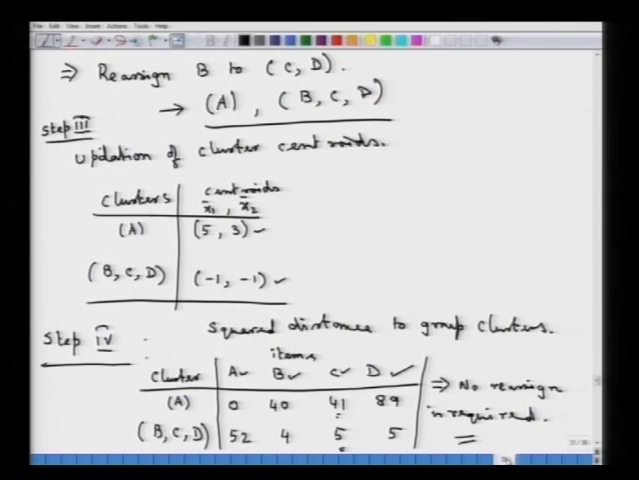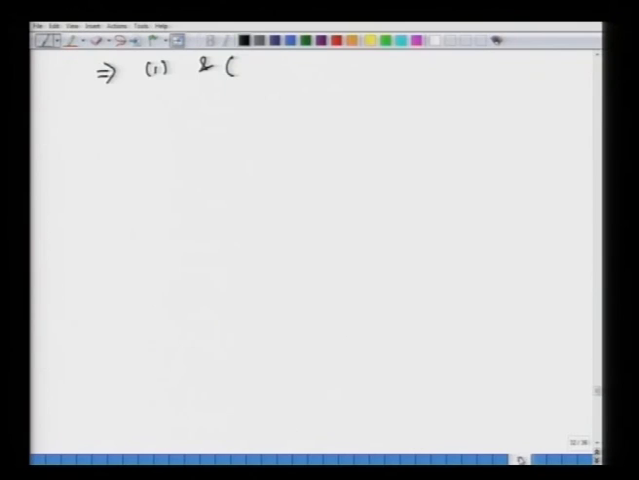So, this would imply that this 1, oh I am sorry, it is not 1, it is A and BCD, A and this BCD are the desired clusters. Right. So, we have just two clusters in this particular data.